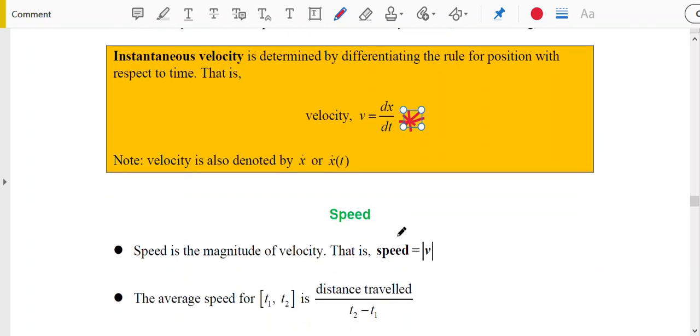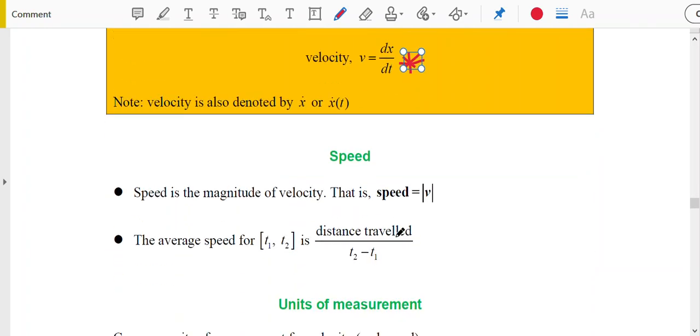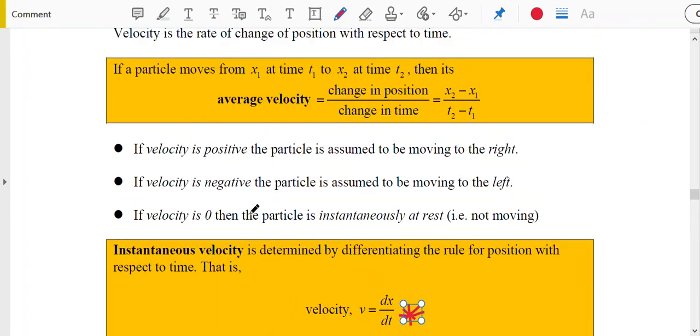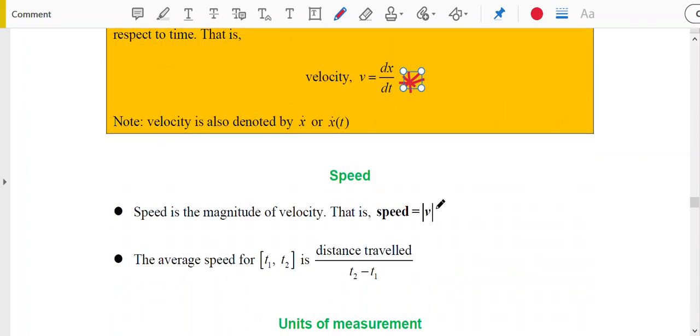You could be asked to calculate the speed of an object. So the speed of an object is the magnitude of velocity, meaning it's the absolute value of velocity. So here velocity could be positive, negative, or 0. So say for instance the velocity of a particle is negative 2 meters per second, then the speed would be 2 meters per second, positive. We take the positive version of that, the absolute value.